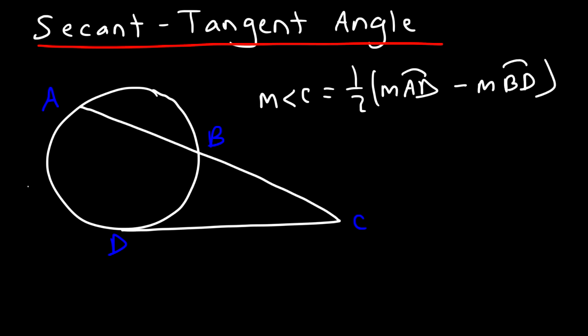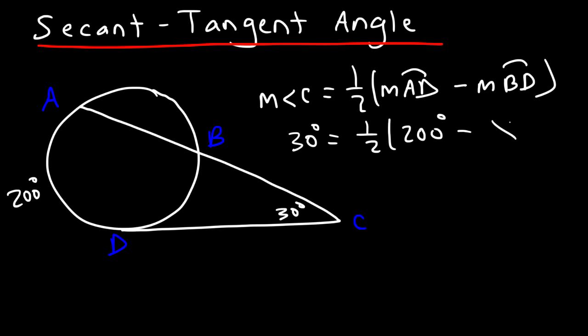So let's say that arc AD is 200 degrees. And let's say that angle C is 30. What is the measure of arc BD? So this is arc AD. And we need to calculate arc BD. So angle C is 30. Actually, let me put this up here. And that's equal to 1/2 arc AD, which is 200, minus arc BD, the value we're looking for, let's call it X.